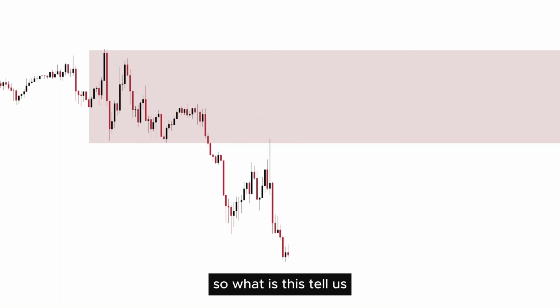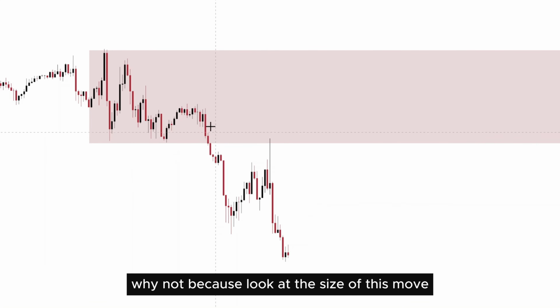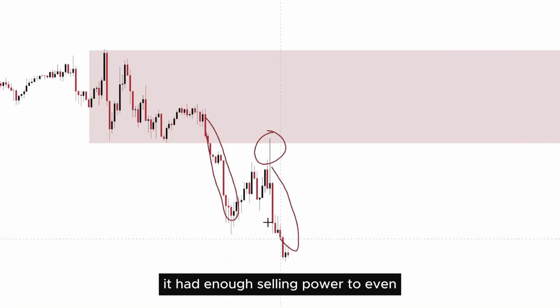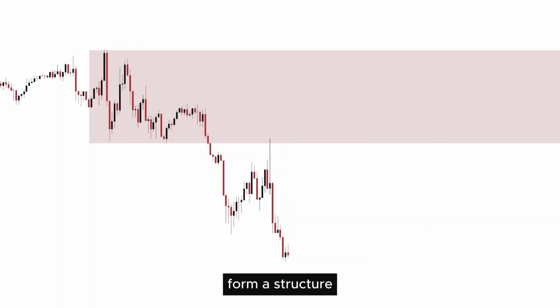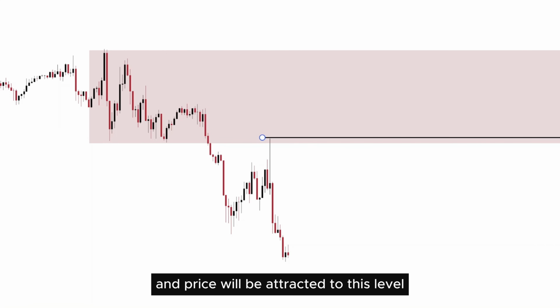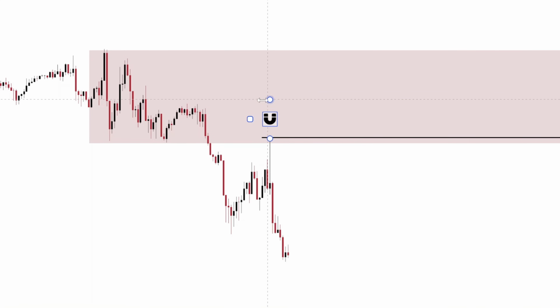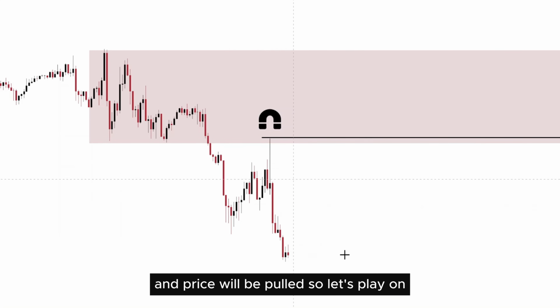So what does this tell us? This tells us that this base might not have any more money left. Why not? Because look at the size of this move, and when price retraced, it had enough selling power to even make another big move, to even break a structure, form a structure and break a structure. So now this is valid liquidity, and price will be attracted to this level like a magnet. So think of this as a large magnet, and price will be pulled.